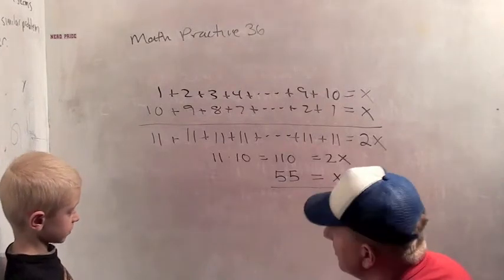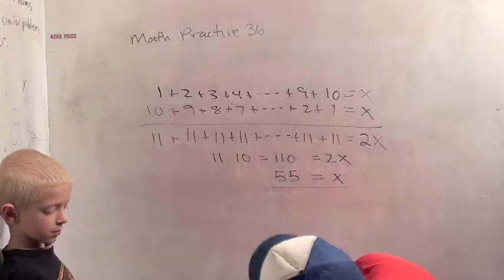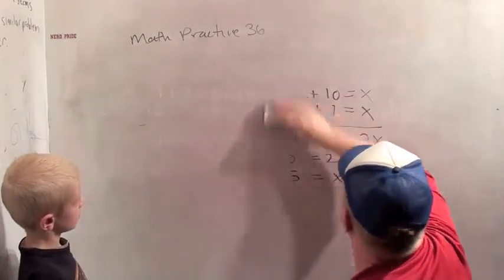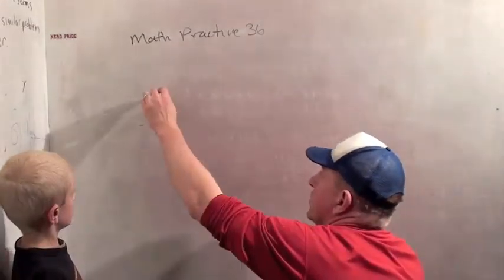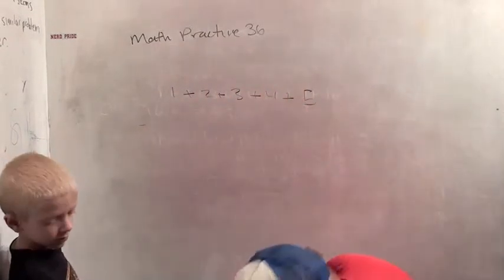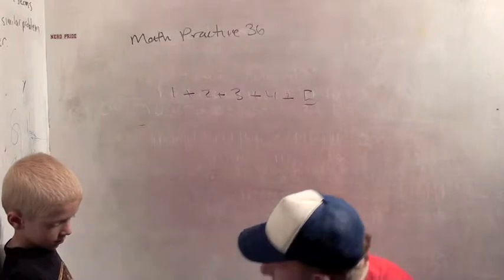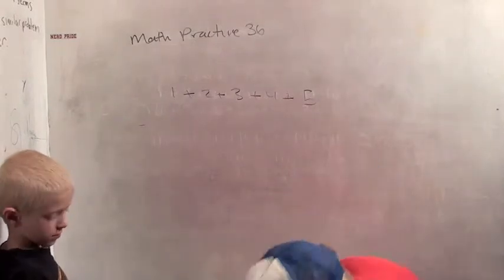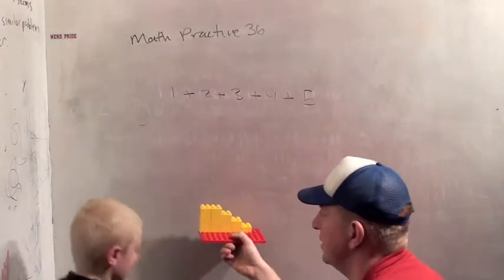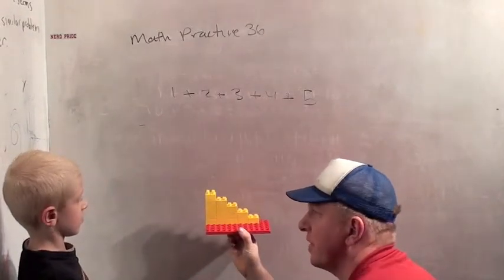So let me show you a neat way to think about this using some geometry. Instead of doing the numbers up to 10, we're going to do the numbers up to 5, but it's the same idea. 1 plus 2 plus 3 plus 4 plus 5, we can represent that with our Duplo blocks. Unless they fall over. If I asked you to count the blocks here, you'd be counting 1 plus 2 plus 3 plus 4 plus 5, right?